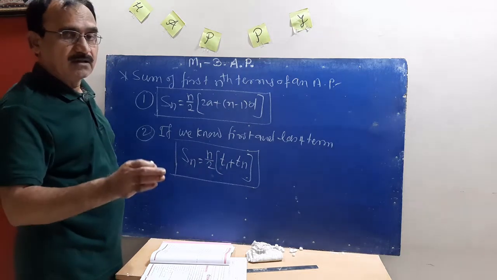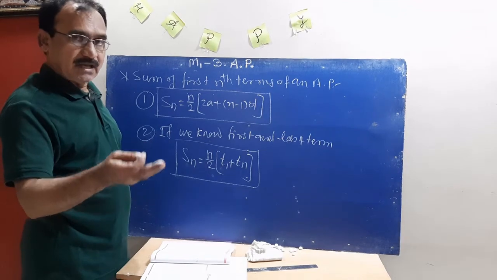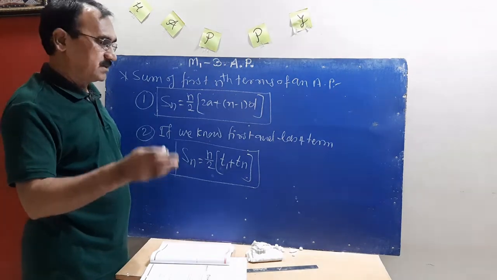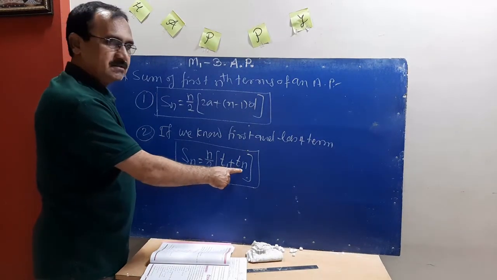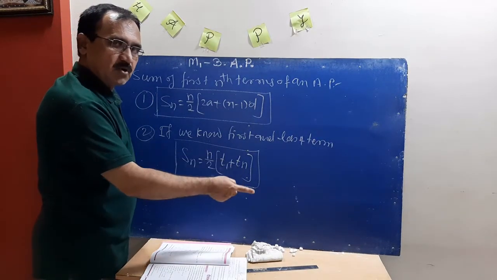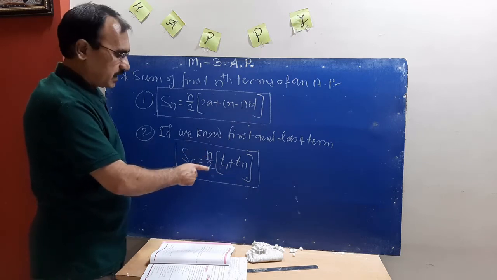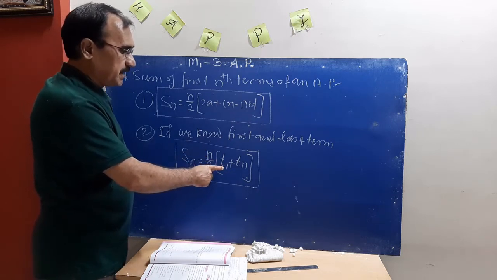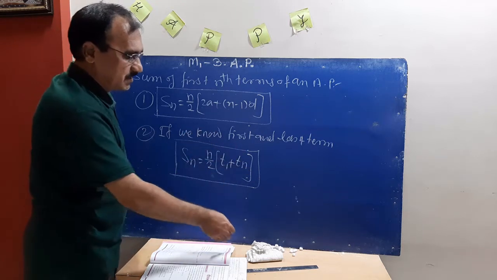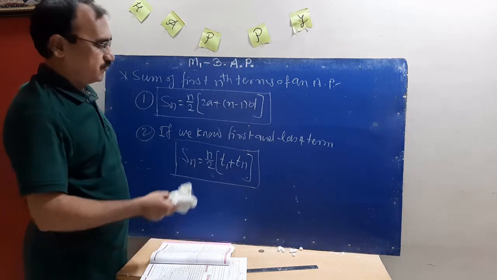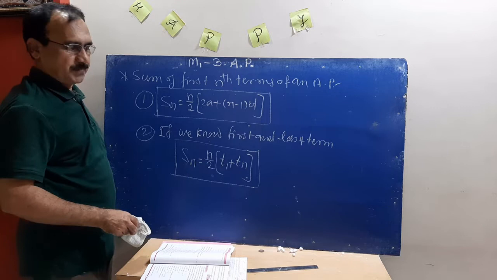If we have to find the sum of 1 to 100, which are the natural numbers, 1 is the first term, 100 is the last term, and the total number of terms is 100. So S100 is equal to 100 upon 2 in bracket t1 plus t100, that is 1 plus 100. You can easily find the sum of the first 100 numbers from this formula and also from the other formula.